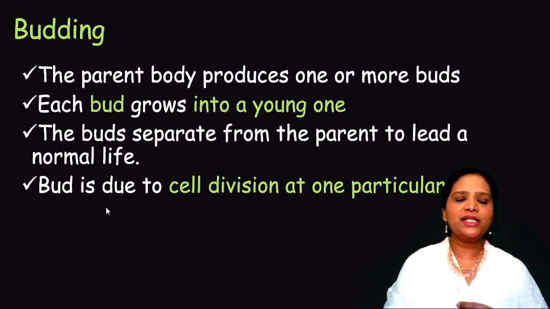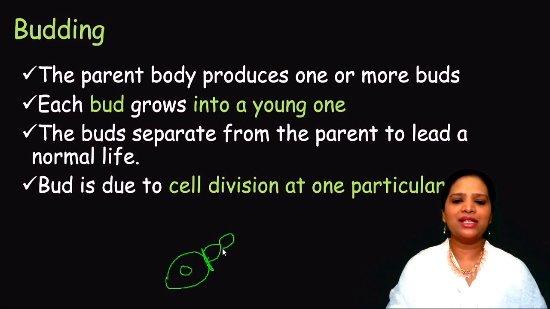Here this budding is due to the cell division which occurs at one particular site. See, for example, if this is a mother cell, here this is the nucleus. If the cell division occurs here in this direction, from this area the daughters, the buds, will be produced. So that's what we call the cell division at one particular site.